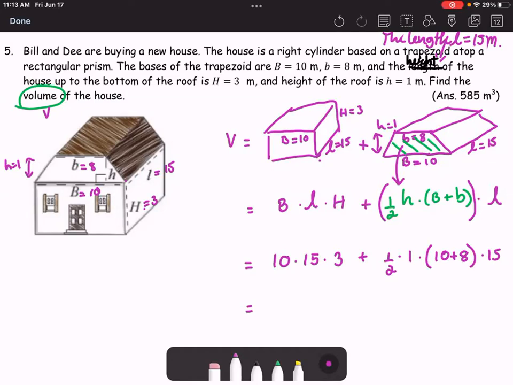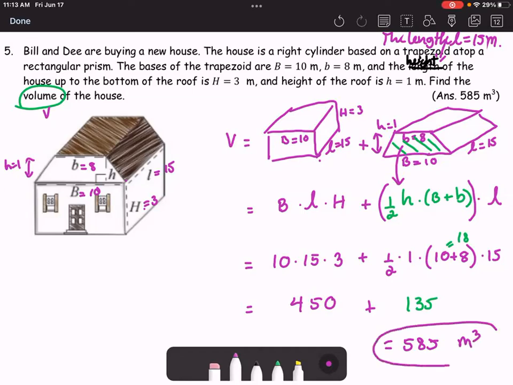is 450. And then the second term is 1/2 times 18 times 15. It is 135. So we add these two numbers together. That becomes 585. And the unit is cubic meters as the volume of this house.